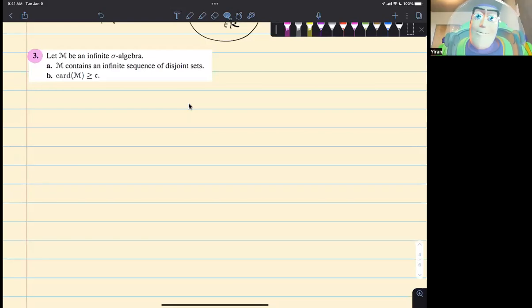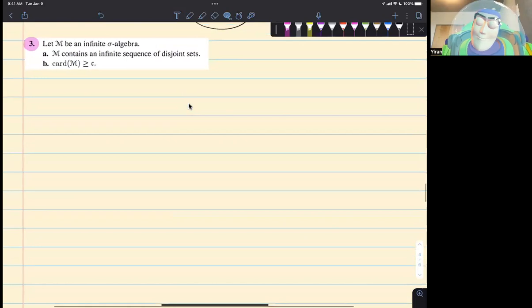In this video, I want to do this exercise about sigma algebra. There are two parts. The first one, the assumption that M is an infinite sigma algebra, that means, recall that a sigma algebra is a collection of sets where the sets are potentially from the power set of the set X.